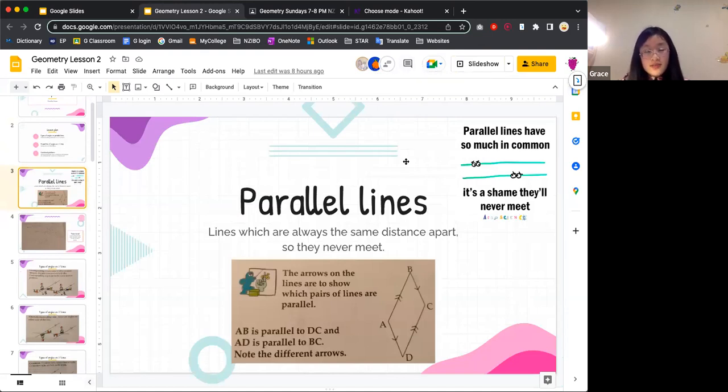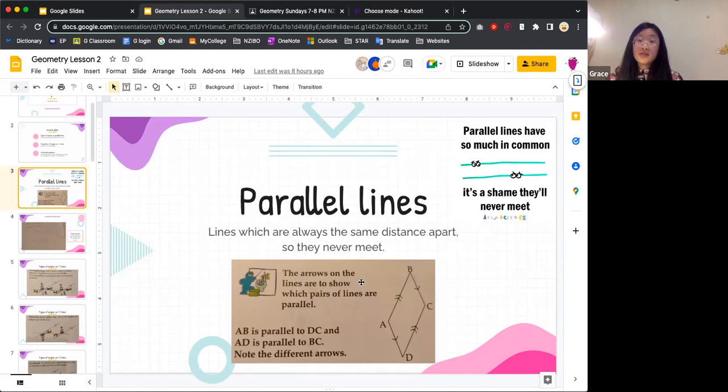So parallel lines are defined as lines which are always the same distance apart. So they're always going like this. That means that they're also the same slope the whole way through, so the same gradient, or same angle, I guess, the whole way through. Because they're always the same distance apart, they're never going to meet. They're just going to go side by side like this.